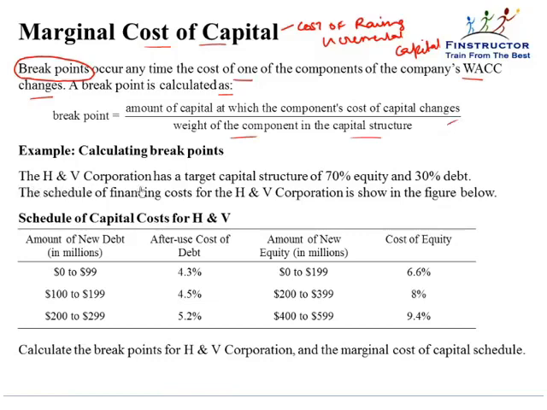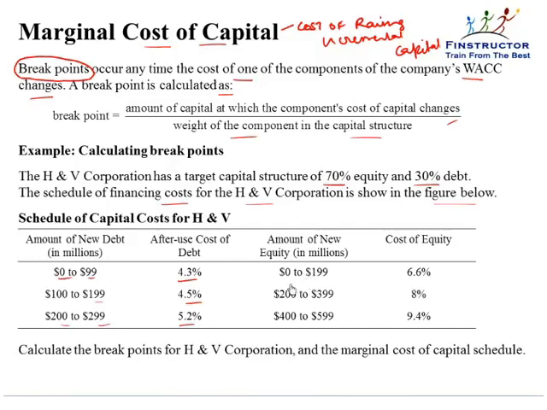So the H&V Corporation has a target capital structure of 70% equity and 30% debt. The schedule of financing costs for the H&V Corp is shown in the figure below. That is, if you take $0 to $99 million of debt, your cost will be 4.3%. As you take $100 to $200 million of debt, the entire cost of debt will become 4.5%. And between $200 to $300 million, the cost becomes 5.2%.